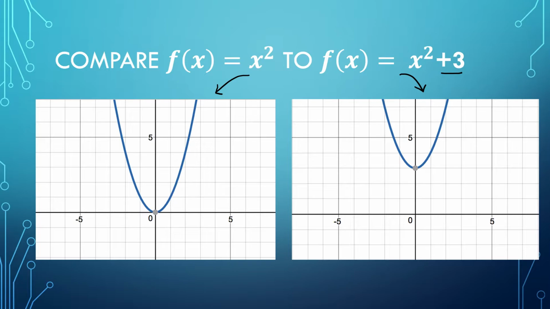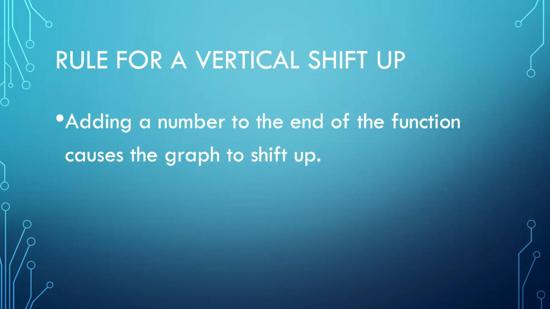If I look at my vertex of the parabola, here it's sitting at 0, 0, and here it's moved up 3 units. So I could conclude that adding 3 to the end of the function will cause the graph to shift up. So I'm going to go ahead and jot that down as a rule. If I want the graph to shift up, I'm going to add a number to the end of the function, which should cause that shift to occur.